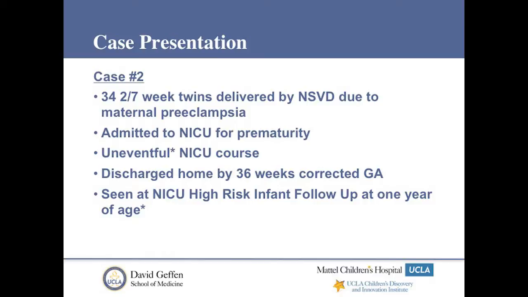I'm not going to give you a lot of resolution at this point because we have a lot more to cover, and I hope you'll come back to this case and see how it plays into what we know about preterm infants. But let's go to our second case. These are also twins. They're a little bit younger, 34 and 2/7 week. They were actually delivered vaginally because mom had maternal preeclampsia.